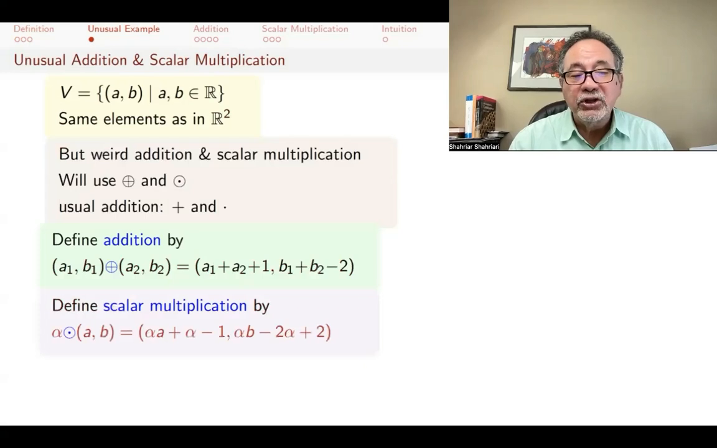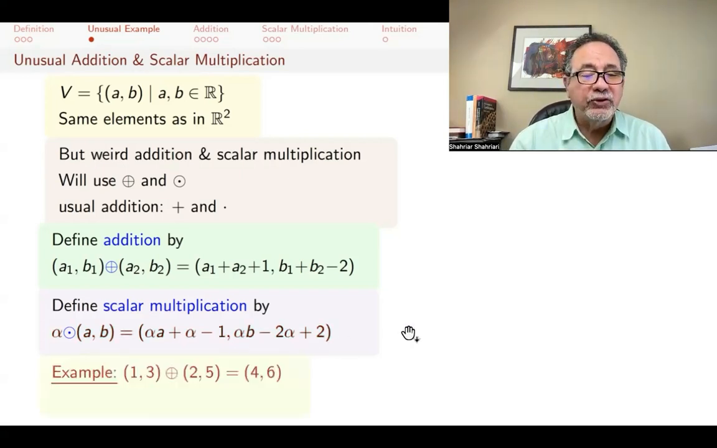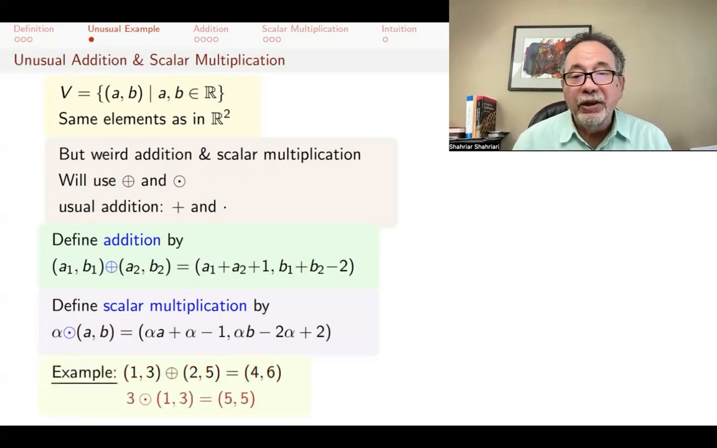And the scalar multiplication is also weird. So alpha, the scalar alpha times A, B, instead of alpha A, alpha B, which is what you would normally do, is alpha A plus alpha minus 1, and alpha B minus 2 alpha plus 2. These are my definitions. And for example, if you want to add 1, 3 and 2, 2, 5, you don't get 3, 8 as you might have expected, you get 4, 6. And if you multiply 3 by 1, 3, if you follow that rule, you will get 5, 5.